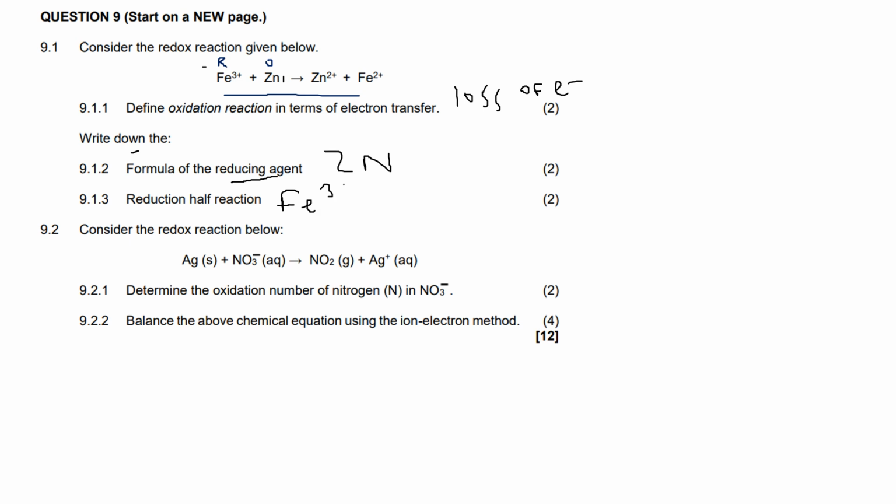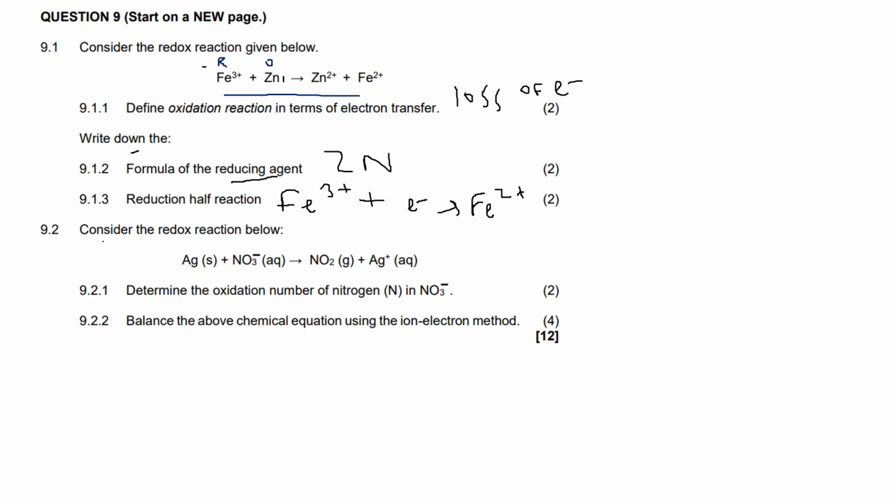So it's Fe 3 plus plus e minus, then one arrow, and it becomes Fe 2 plus. That will be your reduction half reaction because Fe is undergoing reduction. Tomorrow they might ask you for the oxidation half reaction, which would be the reaction of Zn on the table, but in a reversed manner because the table is written as reduction.